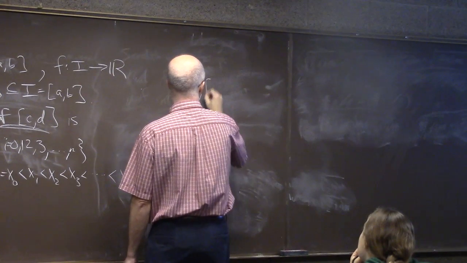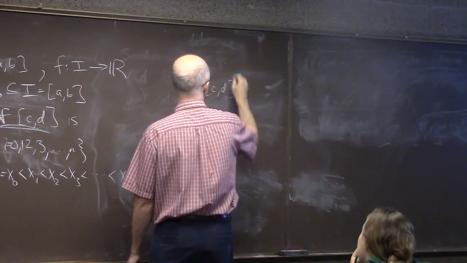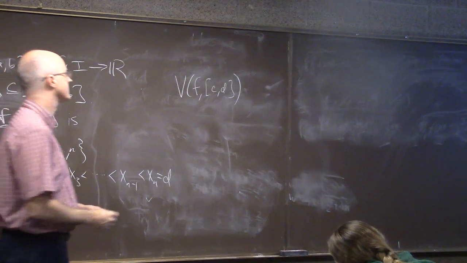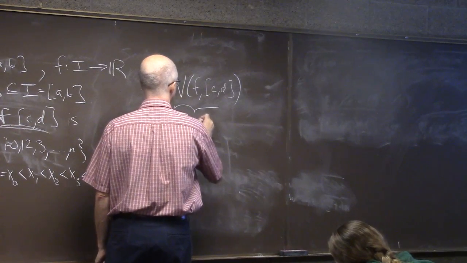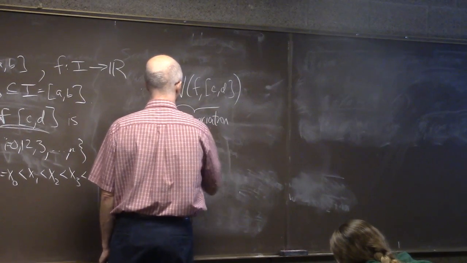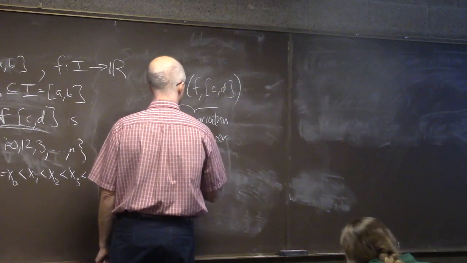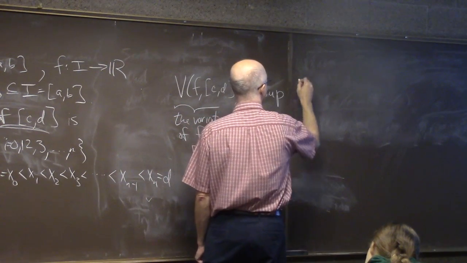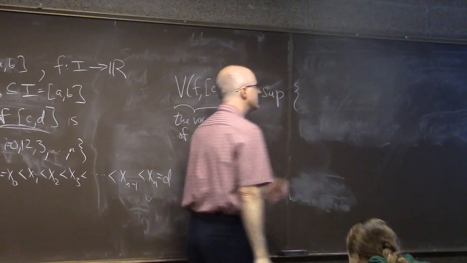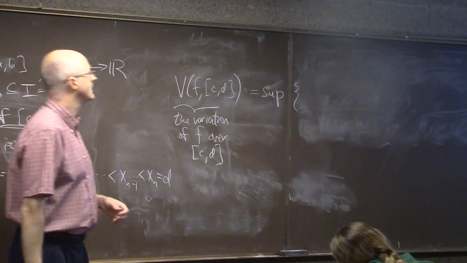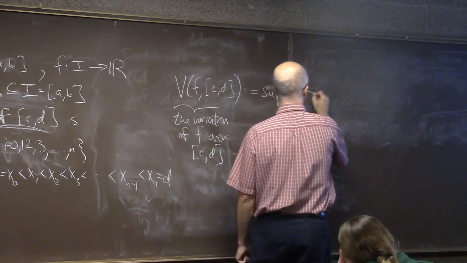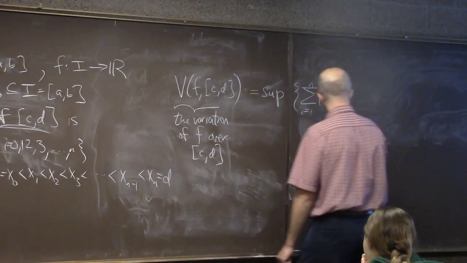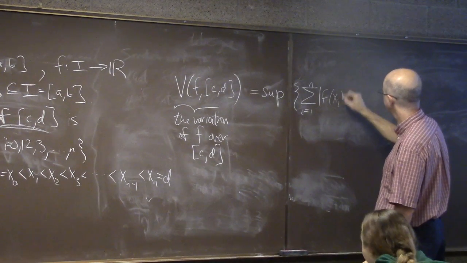This symbol V of f, comma, the interval CD is the symbol used for a quantity called the variation of f over the interval from C to D. It's defined to be the sup of a collection of values where those values are summations, i goes from 1 to n, of absolute values of differences of this form.